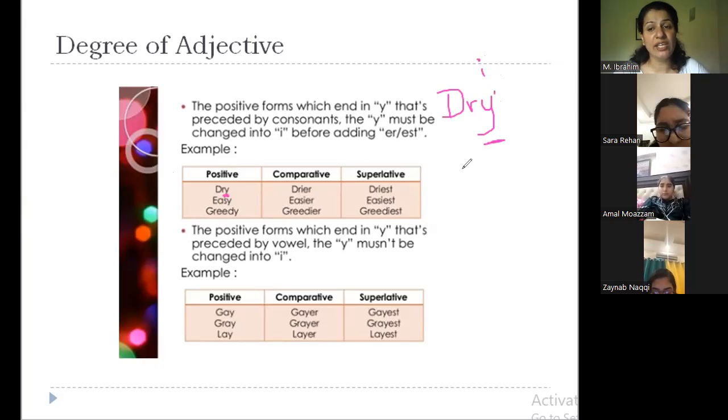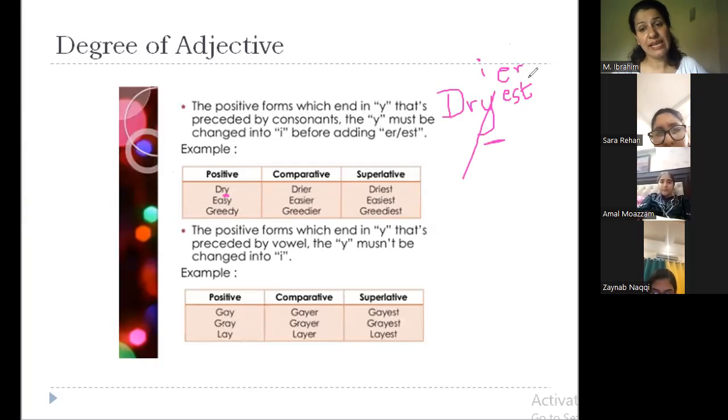Now, what are you going to do? You're going to change y into I before adding er or est. Dry, drier, driest. Easy, easier, easiest. Greedy, greedier, greediest.